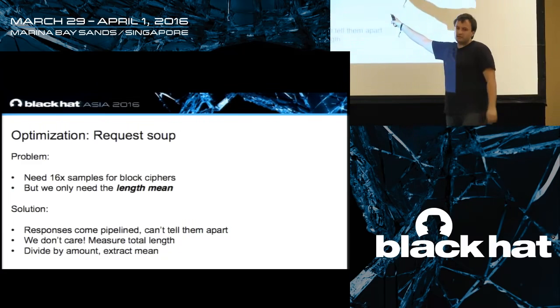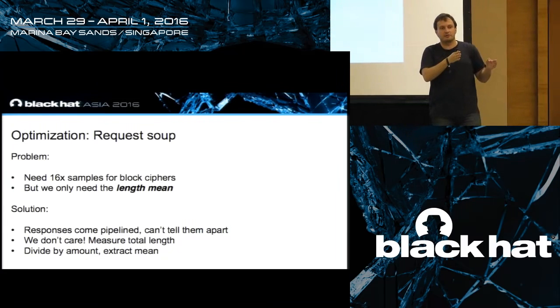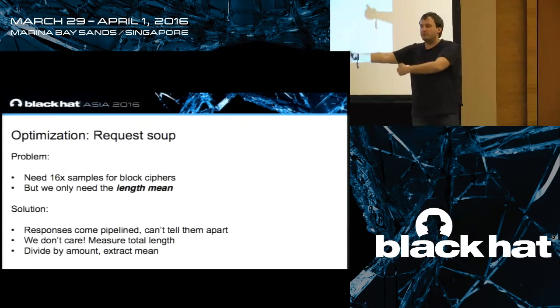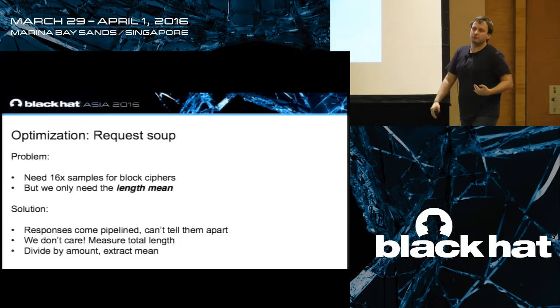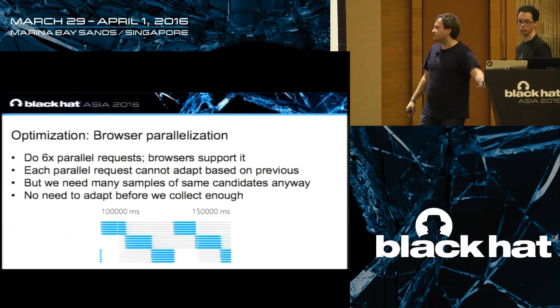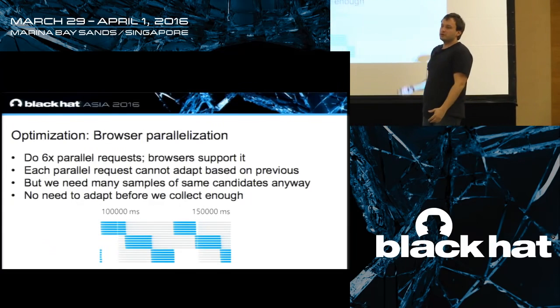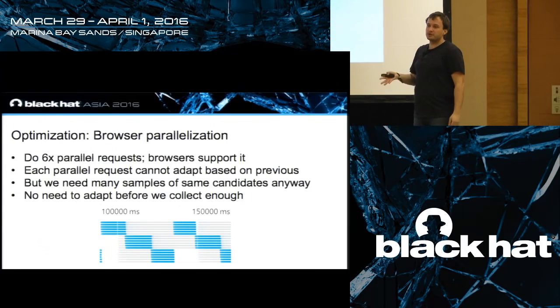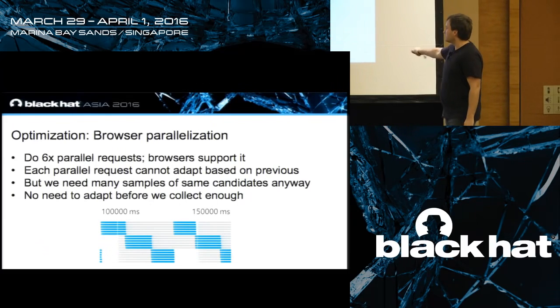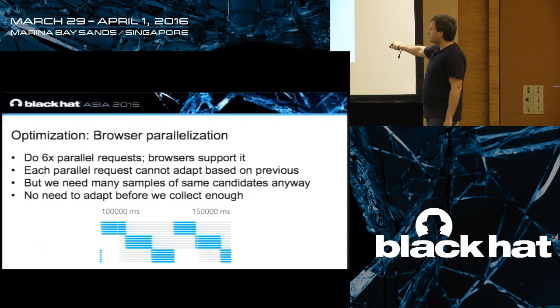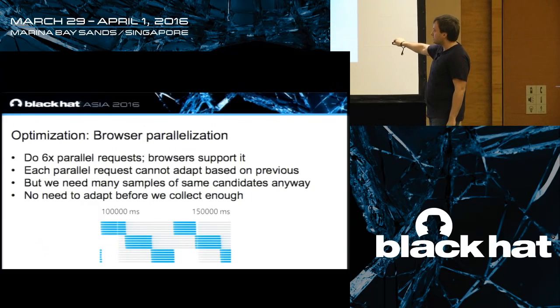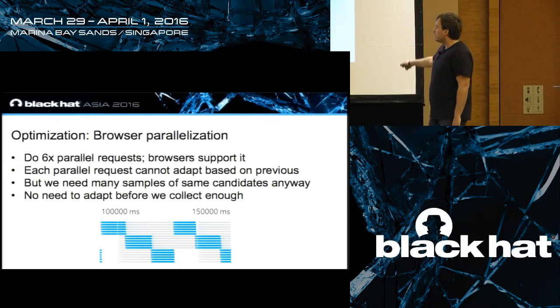If you just do the request soup idea, you have the browser put one request behind the other, pipelining them. But if you also take advantage of the browser parallelization, which is our other optimization, you notice that the browser can send up to 6 requests in parallel. Right? So this is a screenshot of how requests go. You have 6 requests running in parallel, and then in the next moment you have 6 more requests running in parallel, and 6 more.